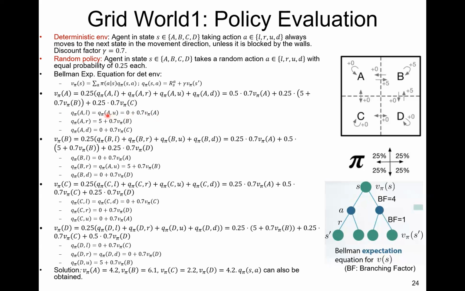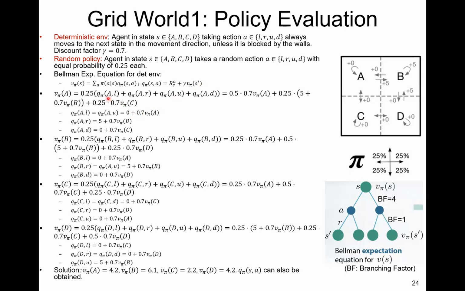Similarly for Q pi A up, because up is also the wall. But if you're going right, you can get a big reward of 5. So you get 5 plus 0.7 times V pi B, because S prime is equal to B. And if you go down, you have a reward of 0 and you have moved into a new state C. So Q pi A down is equal to 0 plus 0.7 times V pi C. These are the instantiations of this Q pi equation.